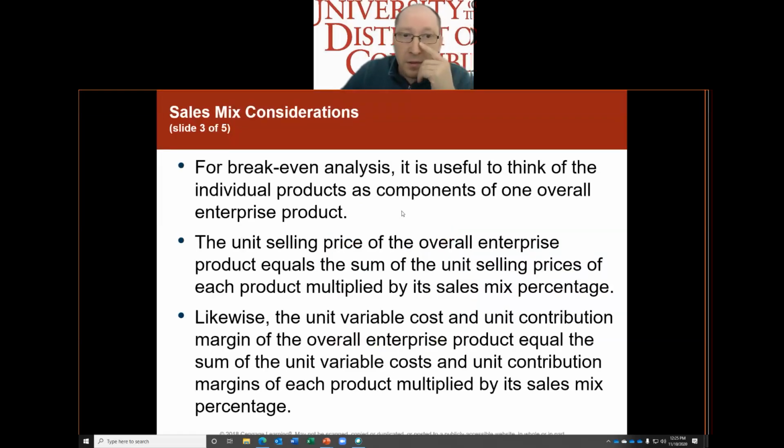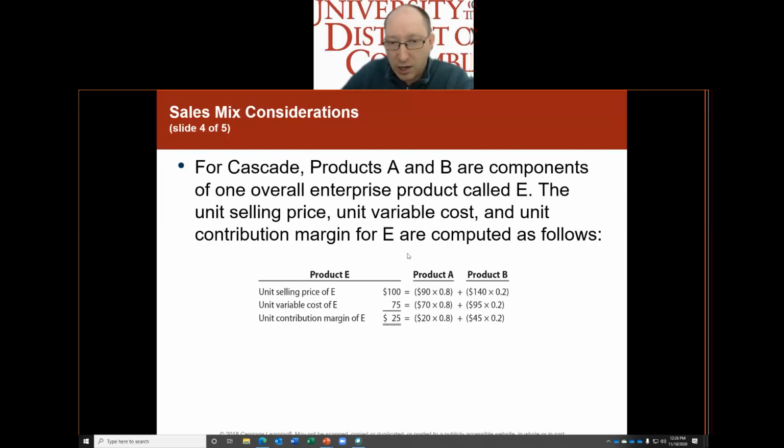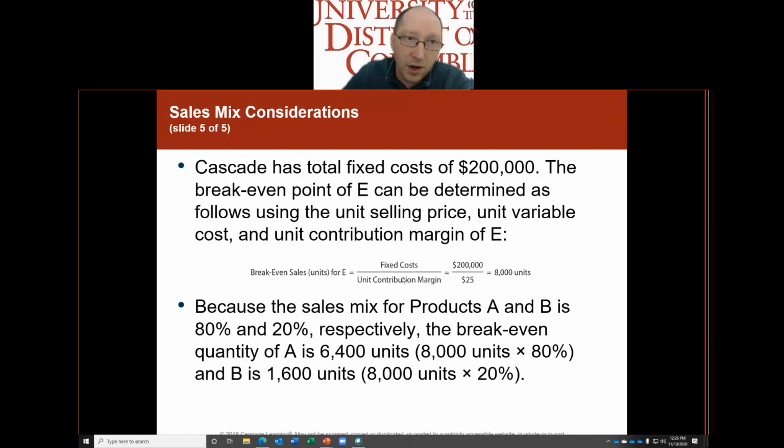For break even, think of the products and their overall enterprise. Obviously, I want to keep selling product A. I want to sell more of product A. I could probably raise the price of product A. If I introduce a new product, in this case product E, I can figure out product E based off a combination of A and B. There's a lot of different ways you can do it.